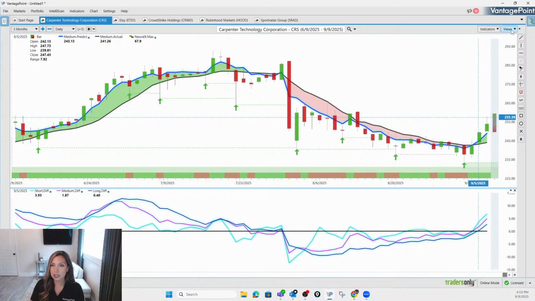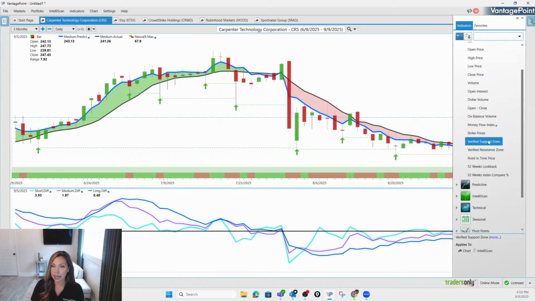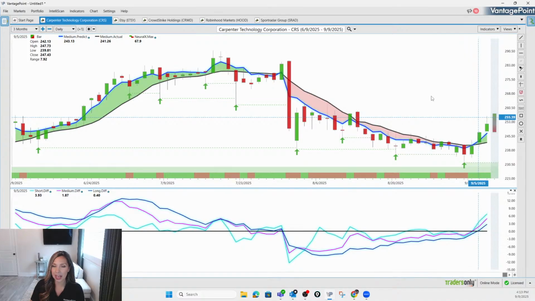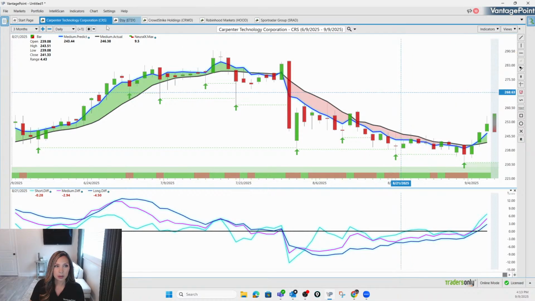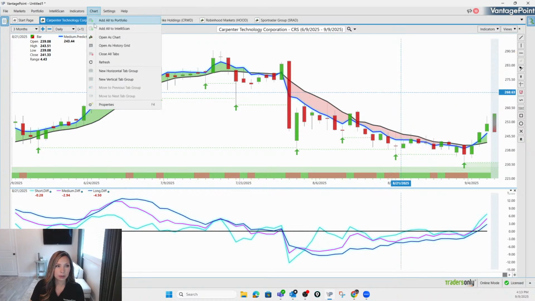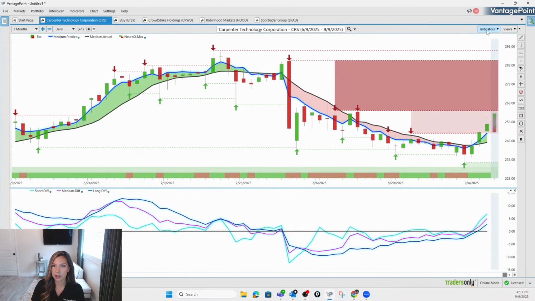Support and resistance is one of those key factors. So we're going to go ahead and add on that resistance zone as well. Let's just go ahead and turn that on. Oh, let me just do a quick chart refresh here. It wants to make me do that. There we go. All right. So now we have resistance.